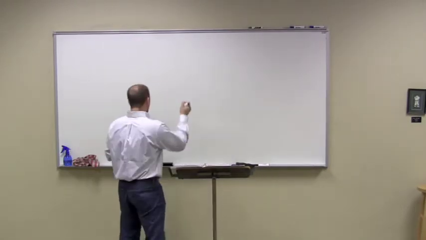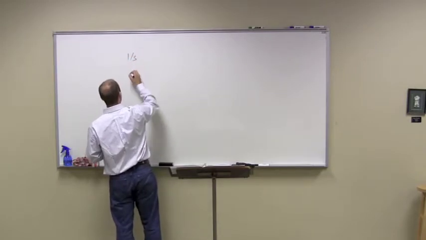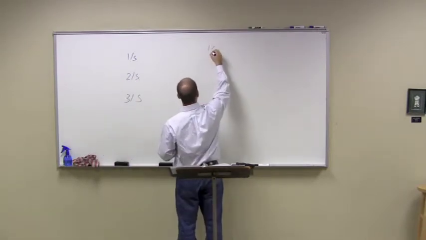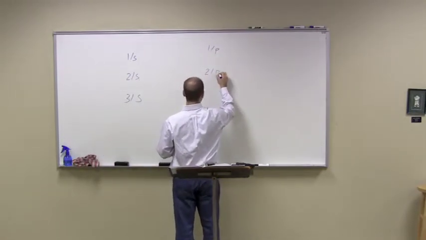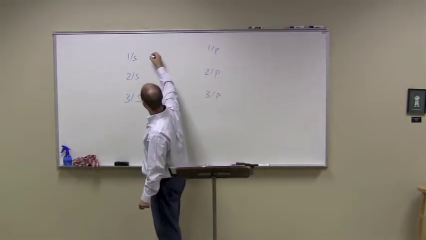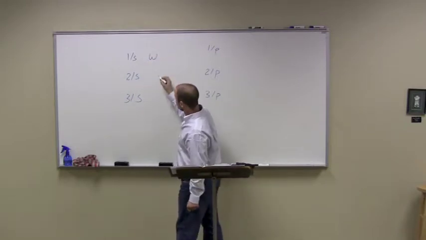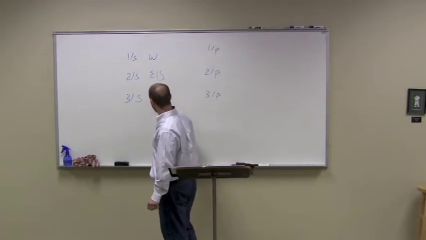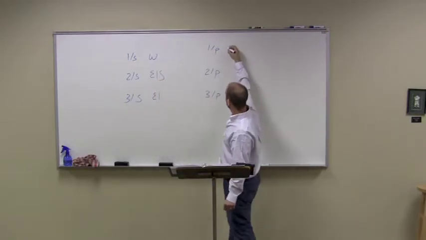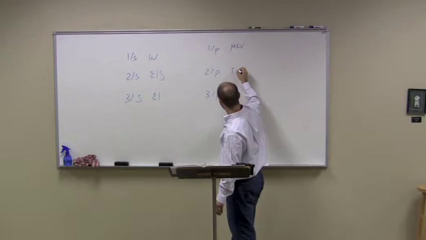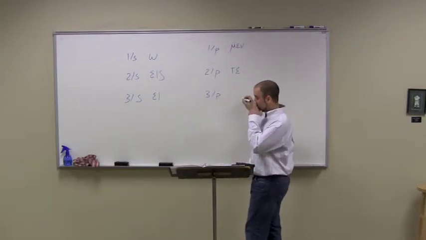Turn the page to page 18. First singular is O. Second singular, eis. Third singular, ei. First plural is omen. Second plural, ete. And third plural is ousin.